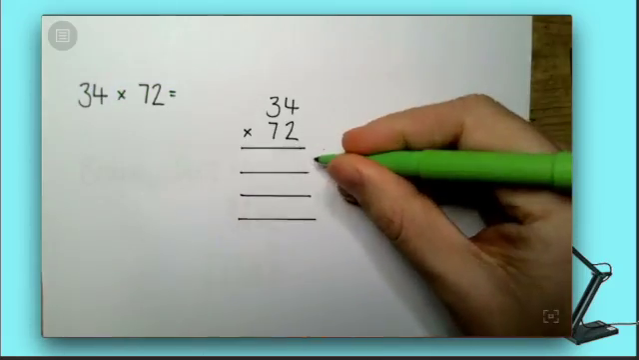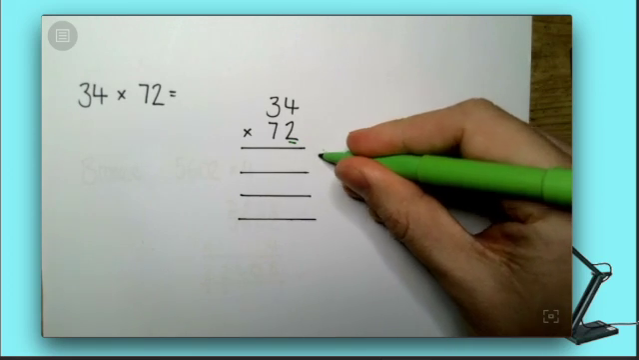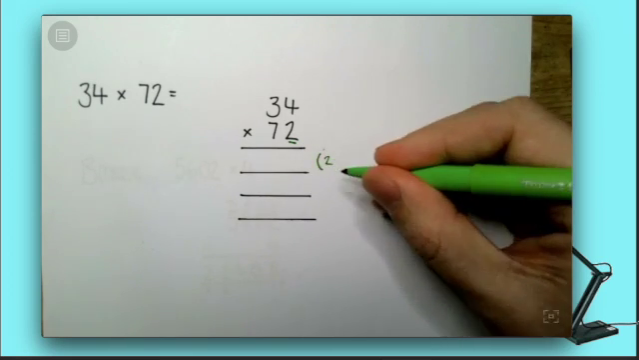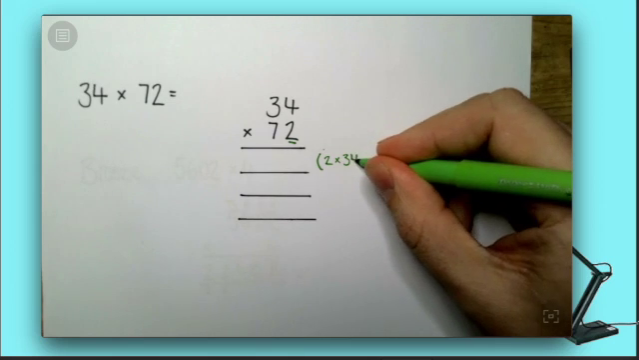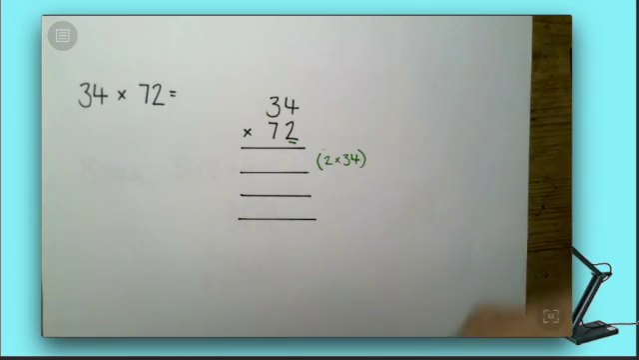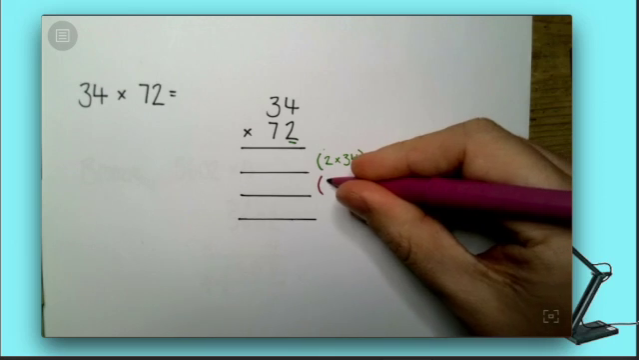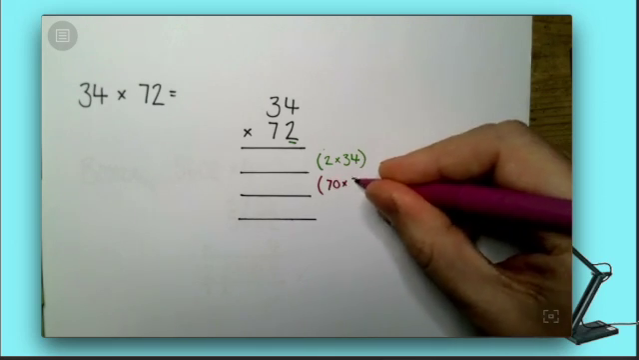I'm going to use my colour code again because that worked quite nicely for me last time. I'm going to put my 1s here, so I'm going to do the 2 times 34. And over here, I'm going to do my 70 times 34.